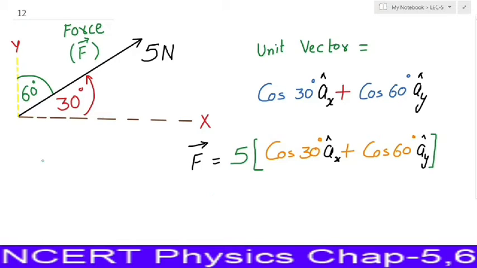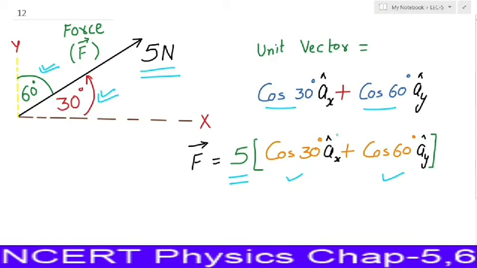Now suppose we want to write the vector for this force example. Here the angle made with the positive x-axis is 30 degree. So the angle made with the positive y-axis would be 60 degree. So our unit vector for this force vector is ready. That is cos 30 degree ax cap plus cos 60 degree ay cap. Now multiply this unit vector with the magnitude, which is 5 in this example. So our force vector F is equal to 5 into cos 30 ax cap plus cos 60 ay cap. Here cos 30 and cos 60 are known as the direction cosines for this vector.